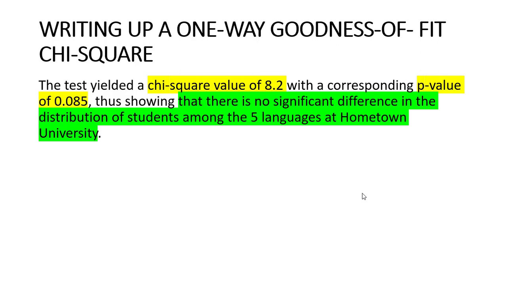So in this case we have a chi-square value of 8.2, a p-value of 0.085, and the conclusion then is that there is no significant difference in the distribution of students among the 5 languages at this university. Okay, so this is the way we would write up the goodness of fit chi-square test.